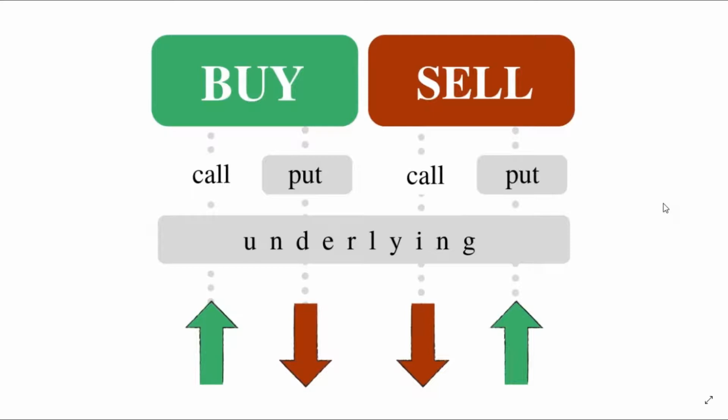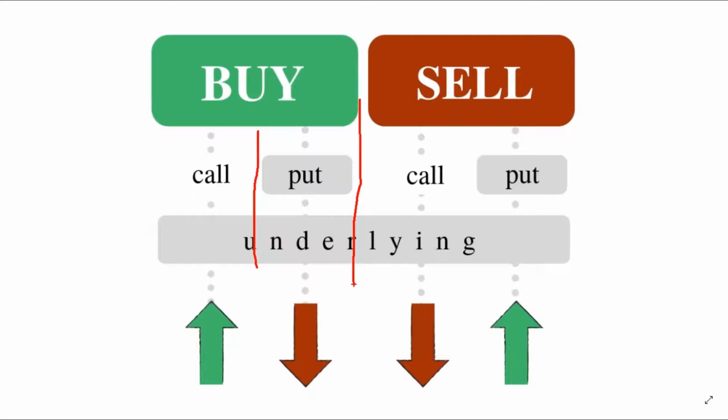All right, so as this chart indicates, when you buy a call, you want the underlying security that you're trading, whatever stock, whatever commodity, to go up. And that is considered bullish. When you want the underlying security to go up, that is a bullish position. When you buy a put, you want the underlying security to go down, and that is considered to be bearish.